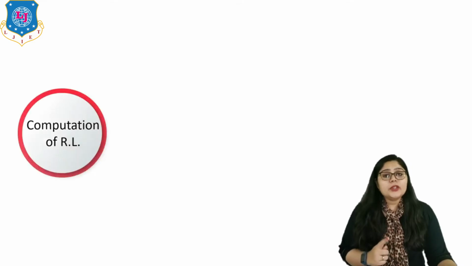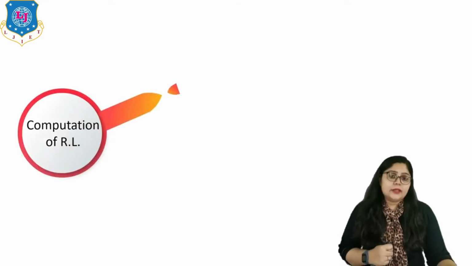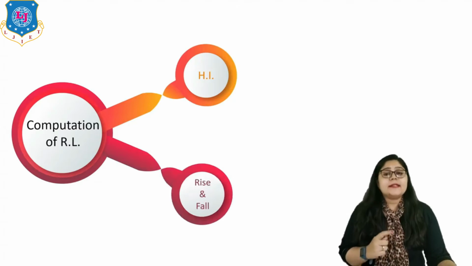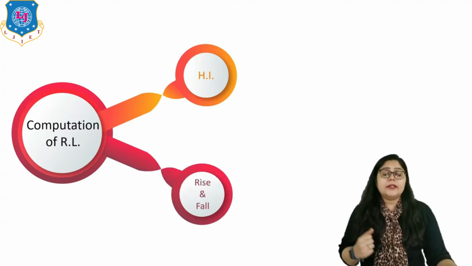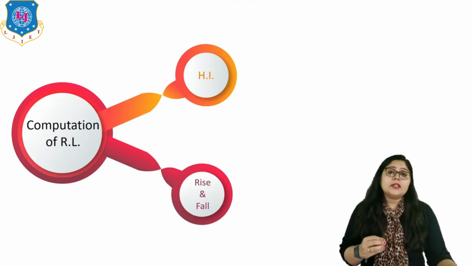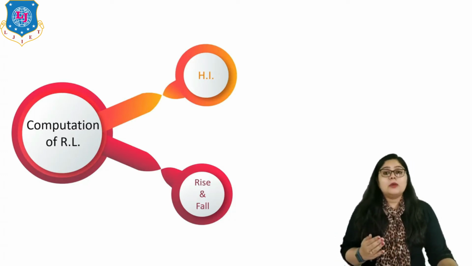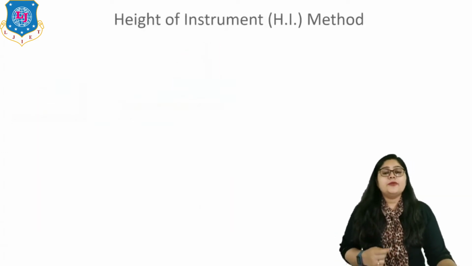So, for computation of RL, there are two methods, in which method 1 is known as the HI method and second is known as rise and fall method. Now, HI method means what? It means height of instrument method, and second is the rise and fall method. Now let's understand the first method, height of instrument method, first, right?